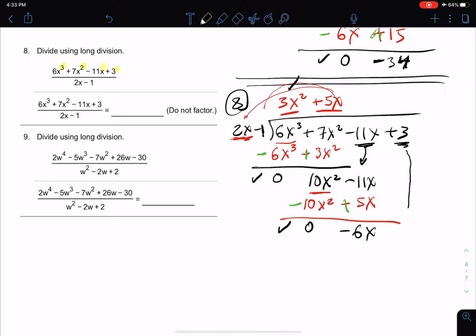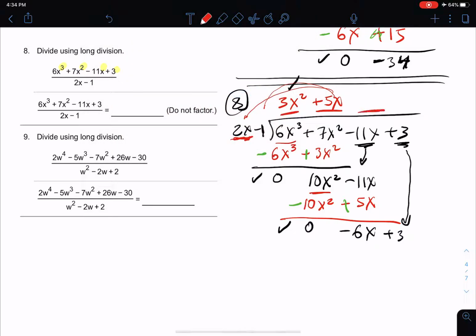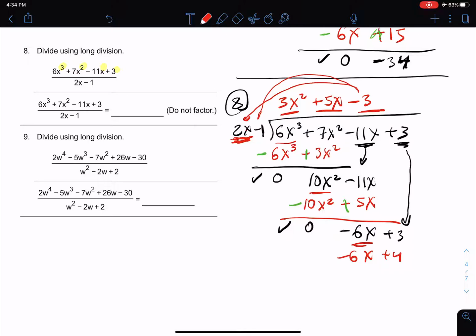Let's take our last term and bring it on down and finish the procedure once again. And what's the procedure? Big old question mark. What times 2x gives me negative 6x? Well, a negative 3, that's it, right? Because a negative 3 times 2x is negative 6x, and a negative 3 times a negative 1 is positive 4, right?